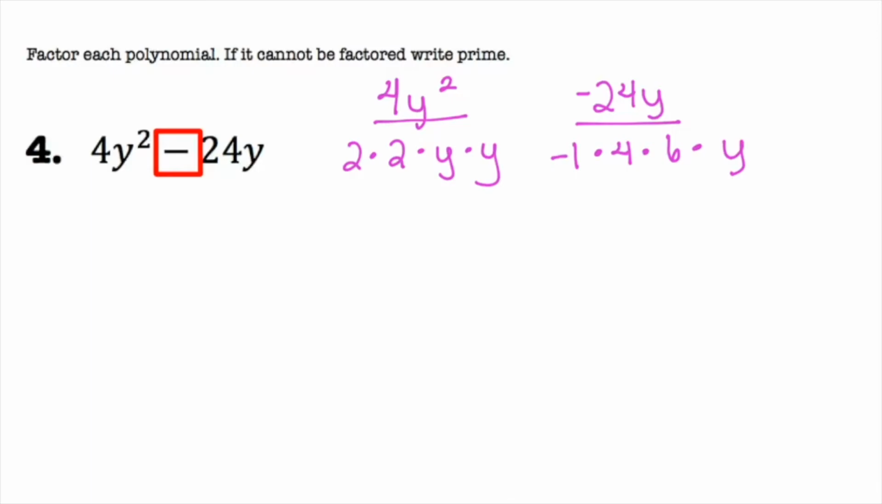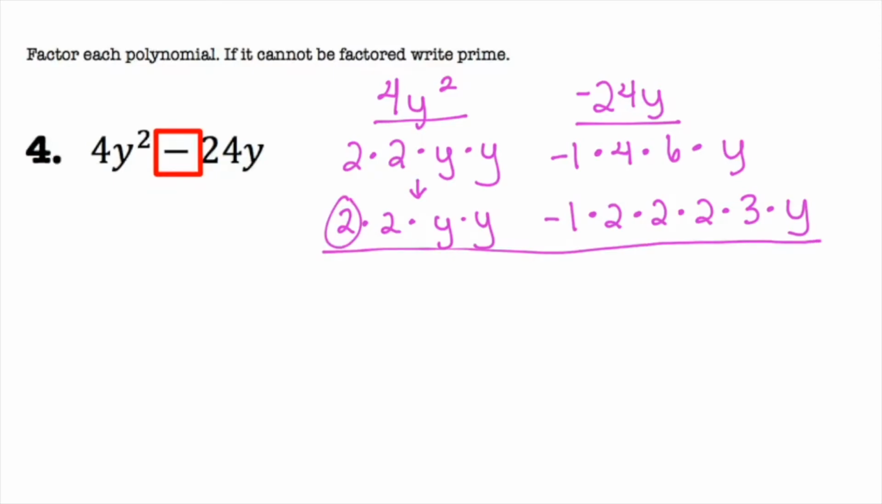Then we're going to break apart the 4 and the 6 into 2 times 2 and 2 times 3. And I copied down the negative 1 and the y next to it. And I also want the left side where the 4y squared is to be in the same line. So I'm just going to write it down so that it's in the same line so we can find what's in common.